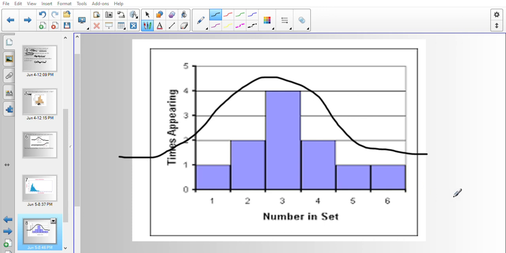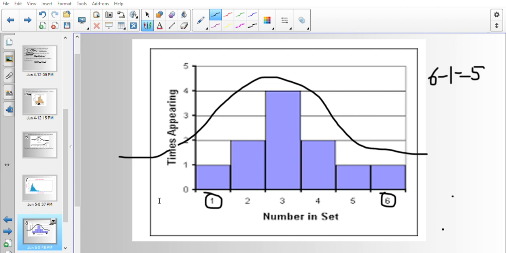Okay? The interval, well, what's the interval? Remember, the interval is going to be the width of each of the rectangles. And the width of each of the rectangles is how much? 1. That's also 1, that's also 1, that's also 1, right? The range is going to be the maximum value minus the minimum. And of course, 6 minus 1 is 5. So my range is 5.